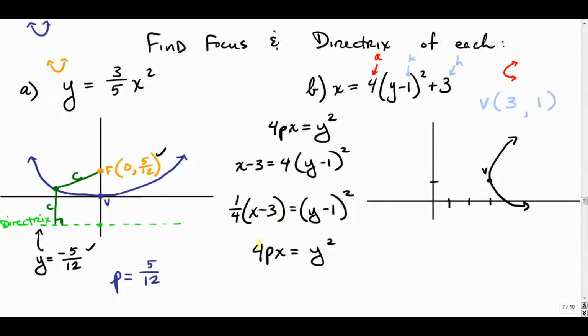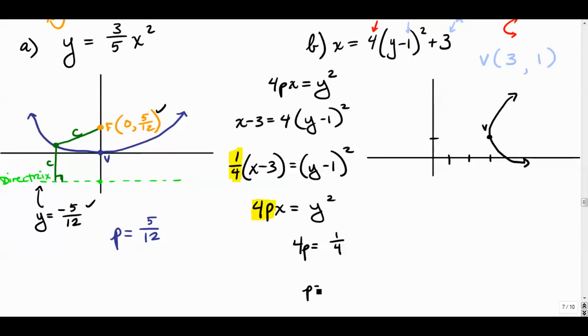So what we want to do is look at the 4p and the 1/4 and just set them equal to each other. Again, it doesn't matter that we have parentheses, right? It's all sort of the general same idea. So let's go ahead and set 4p equal to 1/4. If 4p is equal to 1/4, we're going to divide by 4 and get 1 over 16 as our p-value. It's important. That's the distance that the vertex is from the focus.